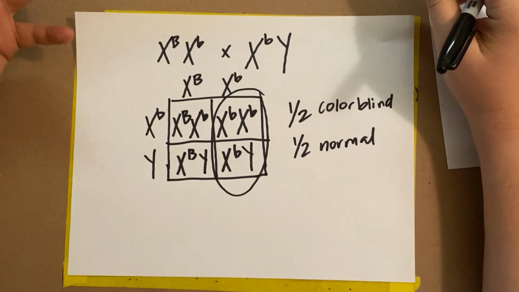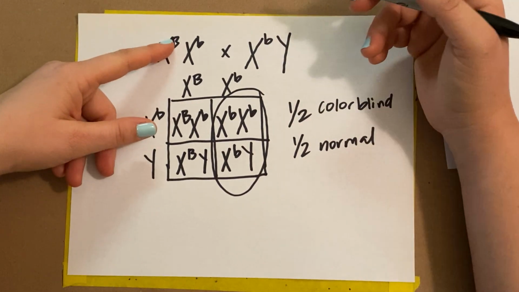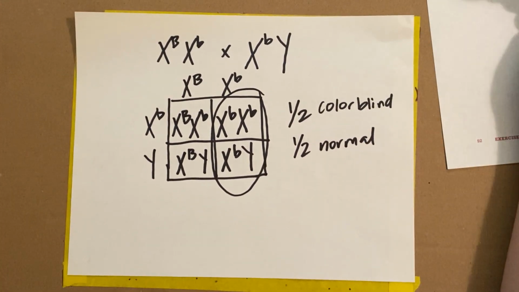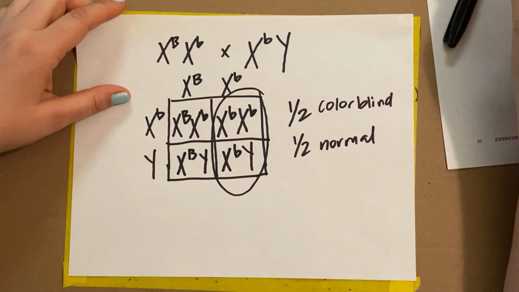Okay, if you're having a hard time typing X to the B, just print these out, do them by hand, and just send me pictures of them. Okay?